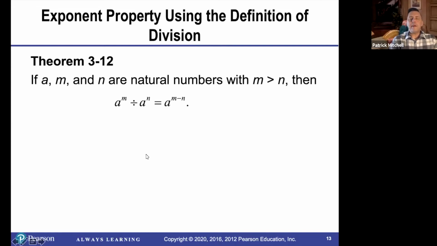This is something we looked at in the last section. This is called the quotient rule for exponents. If a, m, and n are natural numbers with m greater than n, then a to the m divided by a to the n is equal to a to the power m minus n. To divide powers, you subtract exponents.